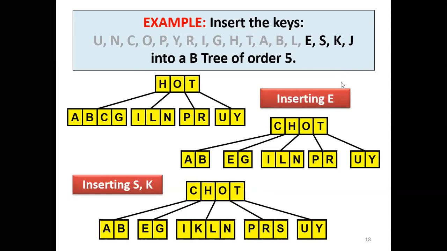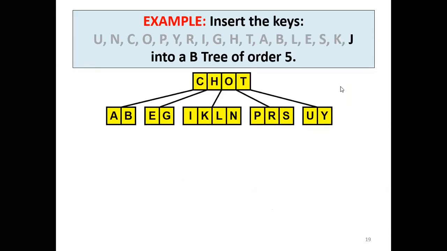Then the next one we're going to insert is J. When we insert J, do you think we're going to promote or not? Think about this. Where can we insert J? We can say between I and J, so we're going to insert J here. This implies that we're going to promote.